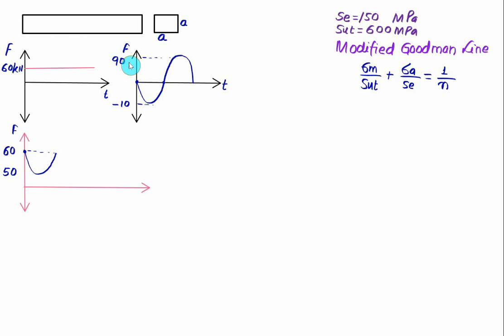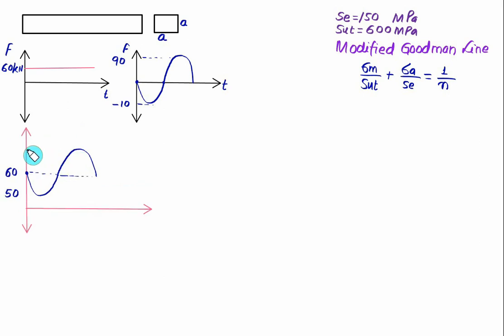Then the fluctuating load goes to 90 plus 60, so it will shoot up to 150. And then again come to the mean value. So this value is equal to 150 kilonewton. This value represents the peak value, and the peak value is 60 plus 90, which equals 150 kilonewton. So this one represents the maximum load and 50 represents the minimum load.